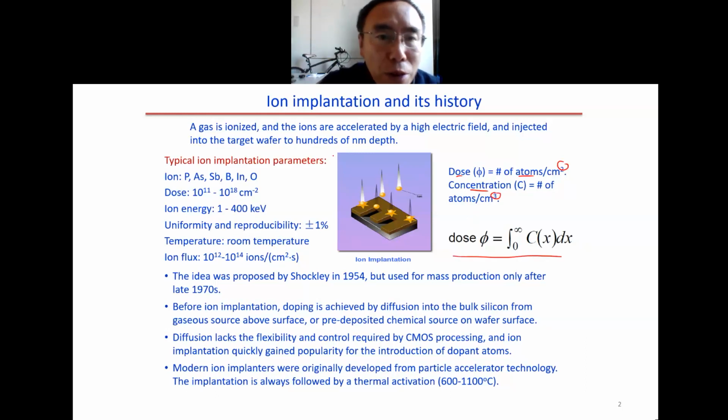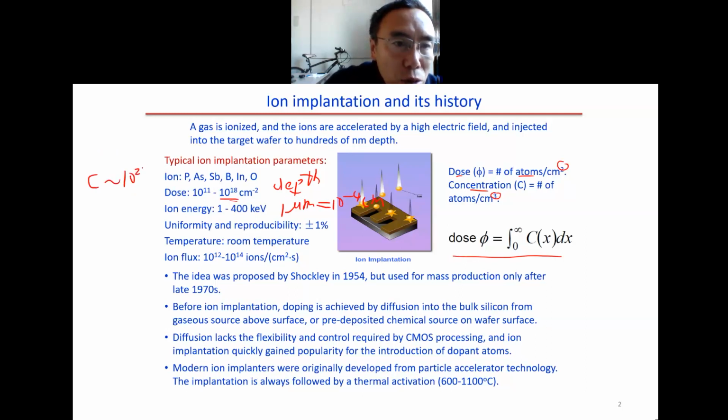So we can do some rough estimation. For example, if the depth implanted is 1 micrometer, so this is already pretty deep, then 1 micrometer is given by 10 to the minus 4 centimeter. Then you can see that the concentration has order of 10 to the power 22 per cubic centimeter. So the concentration is given by the dose over the depth. But this is very rough.